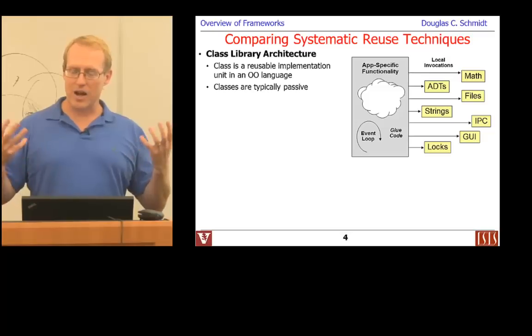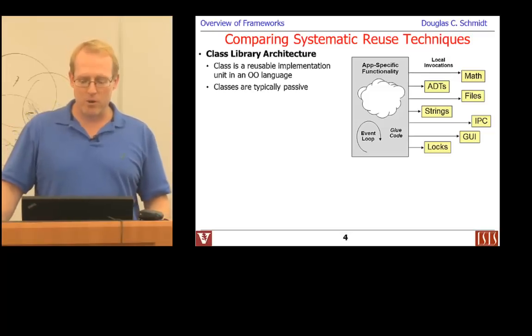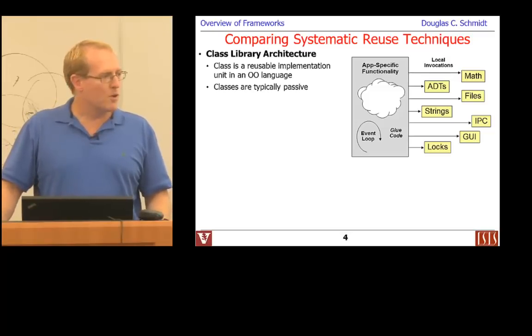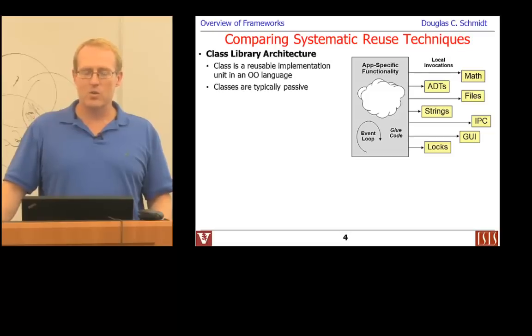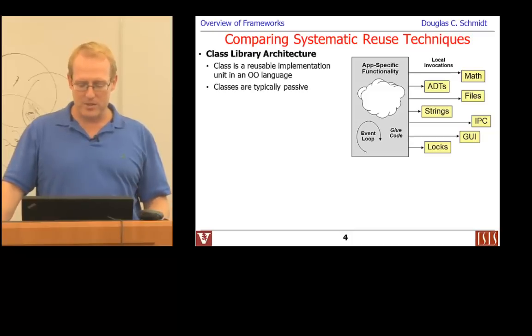Classes just sort of sit there, or objects just sort of sit there, and you invoke operations on them. Moreover, you typically are in charge of the event loop of the application. So you decide what gets done next, how often it gets done. You control the flow of behavior through the application.